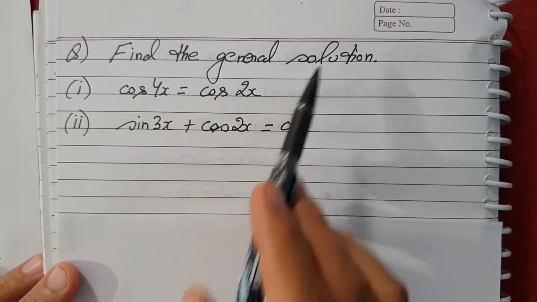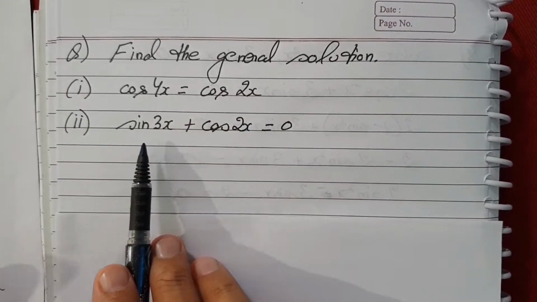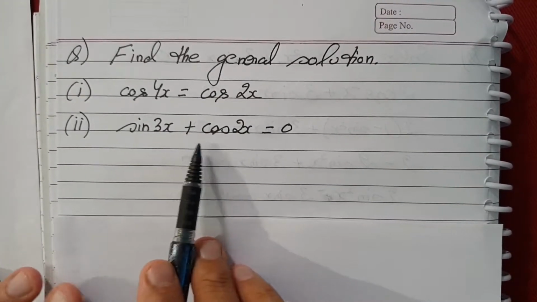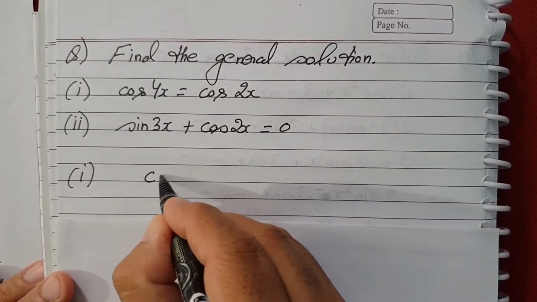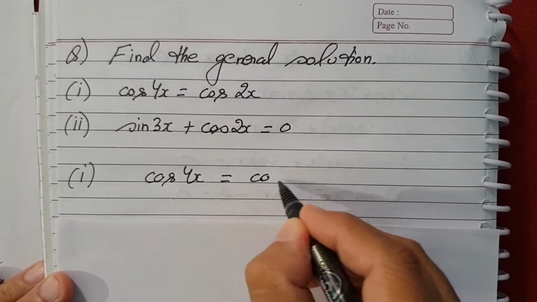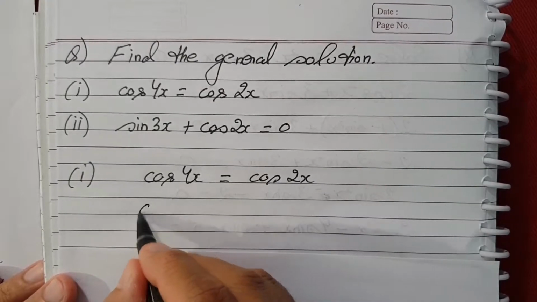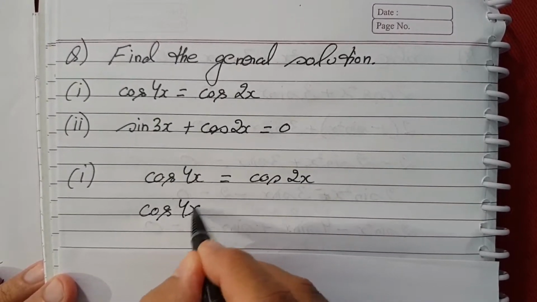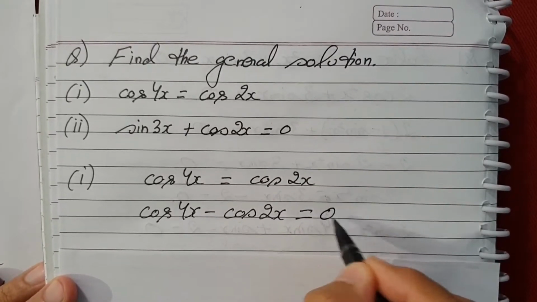Find the general solution. cos 4x equals cos 2x. There are actually two parts, sin 3x plus cos 2x. Let's take the first one. So this is cos 4x equals cos 2x. Now this can be written as cos 4x minus cos 2x equals 0.